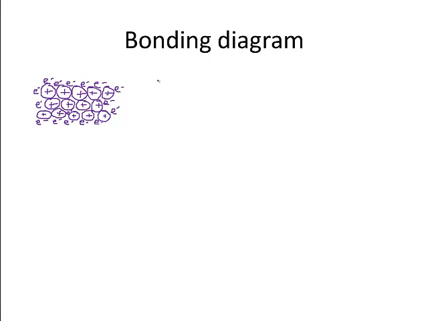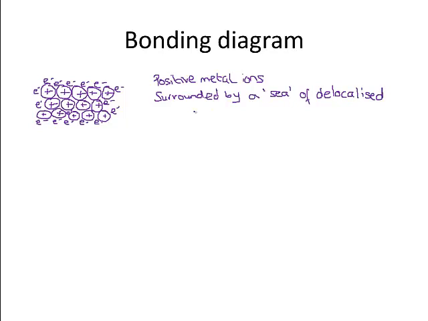Okay, so the bonding model goes: positive metal ions surrounded by a sea of delocalized electrons. So there's attraction between the positive ions and the electrons. So this would be fine for sodium.